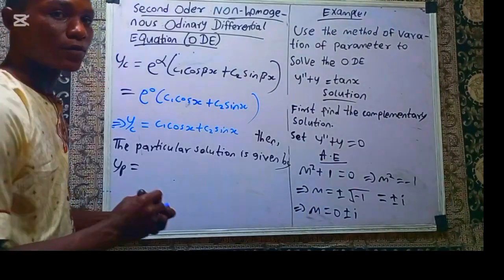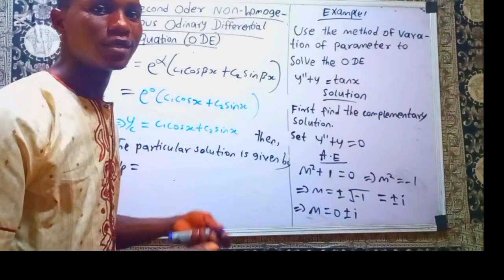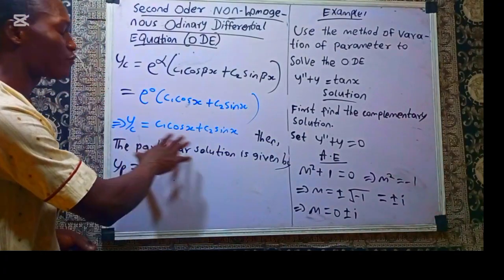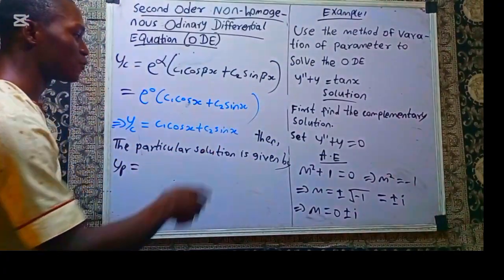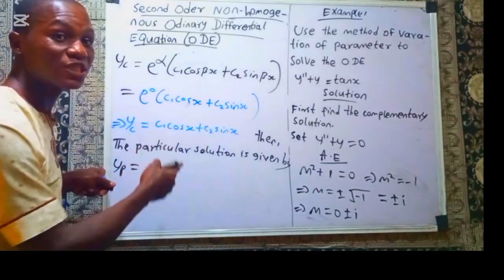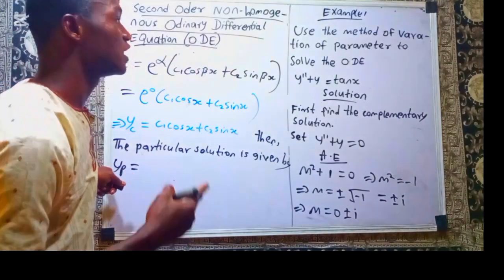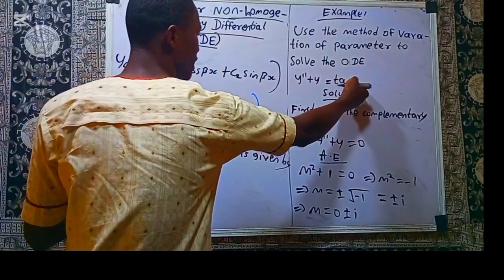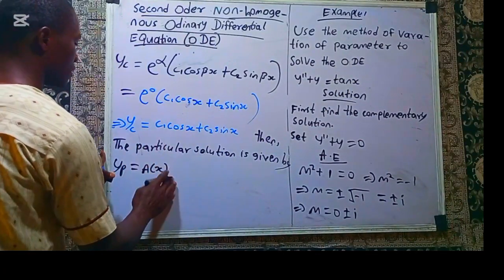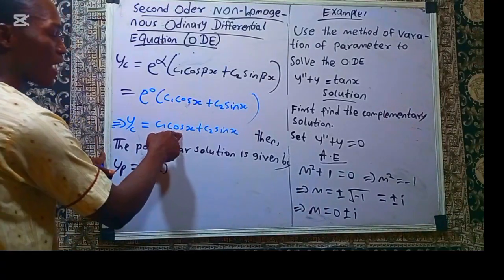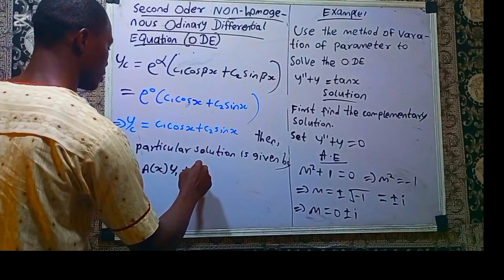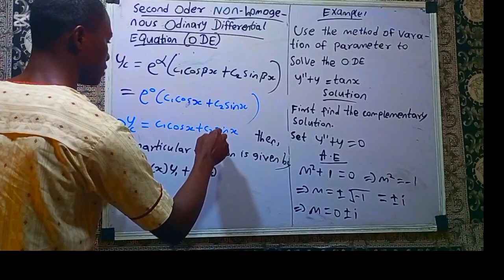Now, after getting your complementary solution, the particular solution, you are going to get it from the complementary solution, right? So since we have gotten our complementary solution, that's why I wrote then the particular solution is given by y sub p equals, so instead of this c1, I will replace it with what? Arbitrary function of the independent variable. Independent variable in this ODE is what? x. So arbitrary function of x. So I will write a of x instead of this c1. Then I will have my y1 now. Let me just write this y1 plus, this one will be b of x, this will be y2.